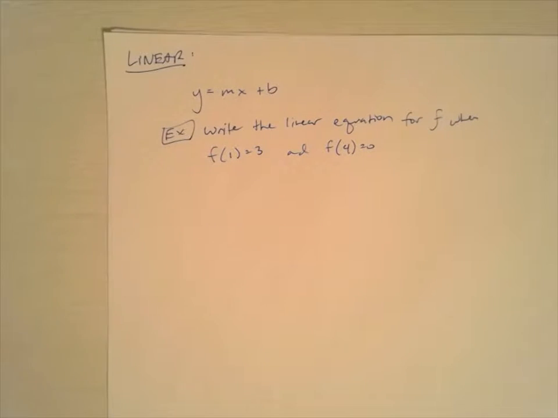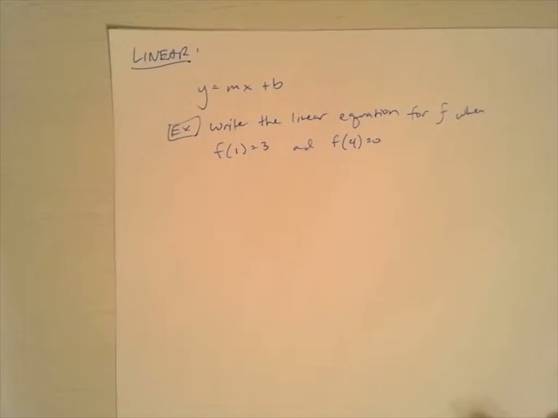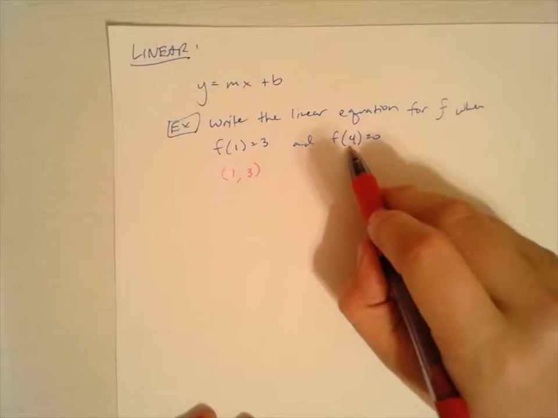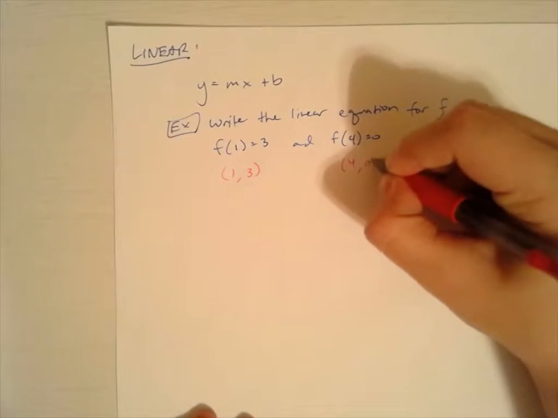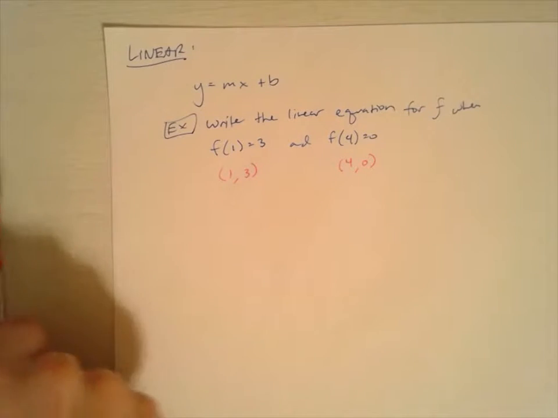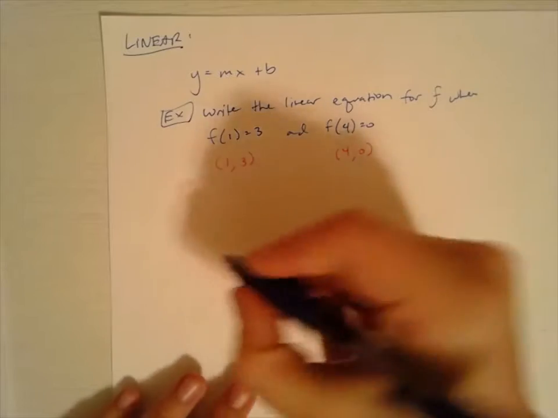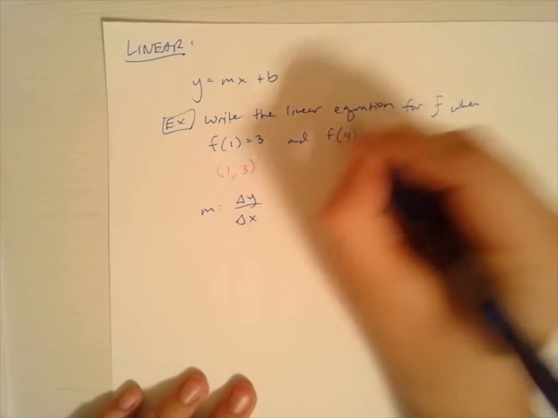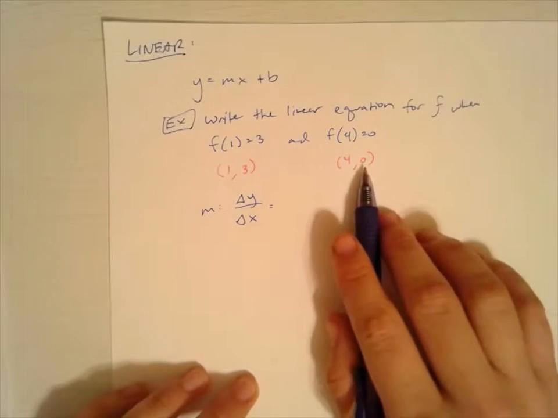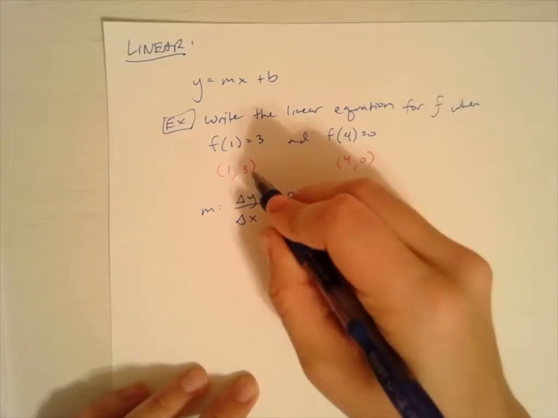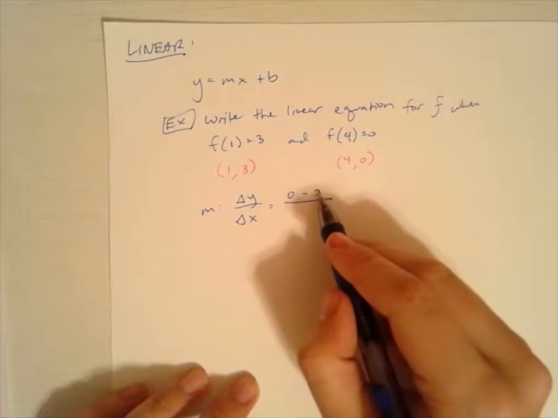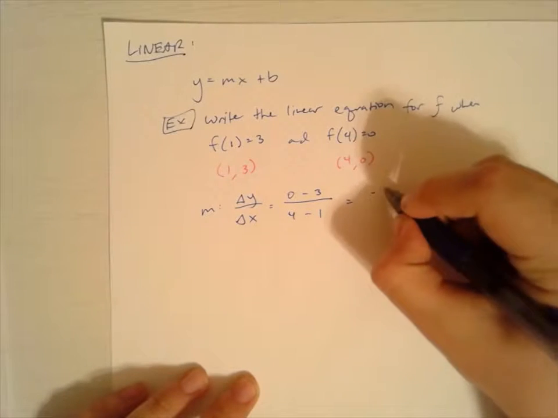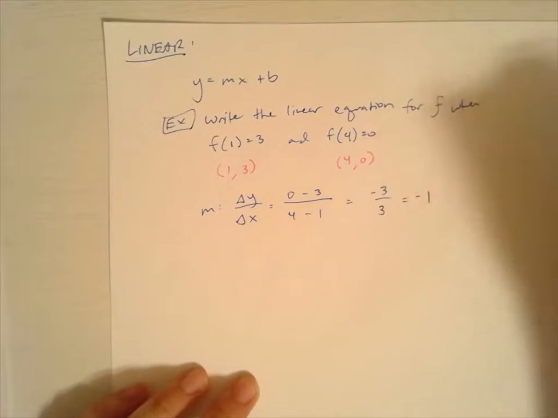0. The first thing that's important to realize is that they essentially gave us two coordinates. They gave us an x value and a y value, so we know 1, 3 is a coordinate. And they gave us an x and a y again, so we know that we have 4, 0 as a coordinate as well. To begin finding the equation of this line, it's going to be important for us to know what the slope is. So let's find m. Remember, m is just the change in y over the change in x. We find that by taking our y's, 0 minus 3. Find the difference, and then find the difference with our x's as well. So we're going to do 4 minus 1. And when we find that, we get negative 3 over 3, which is negative 1.